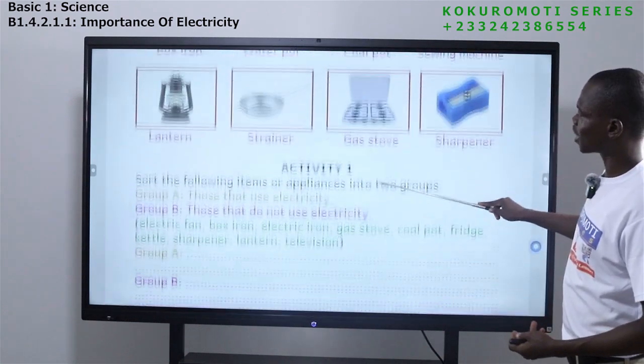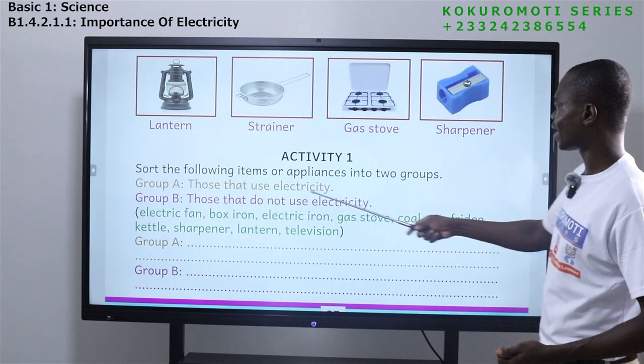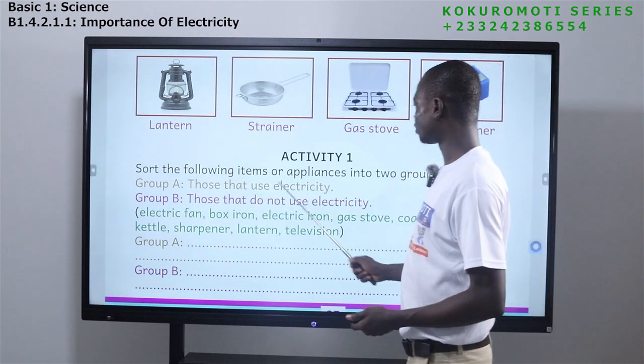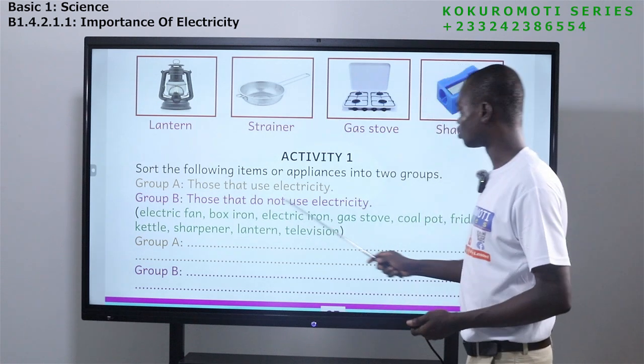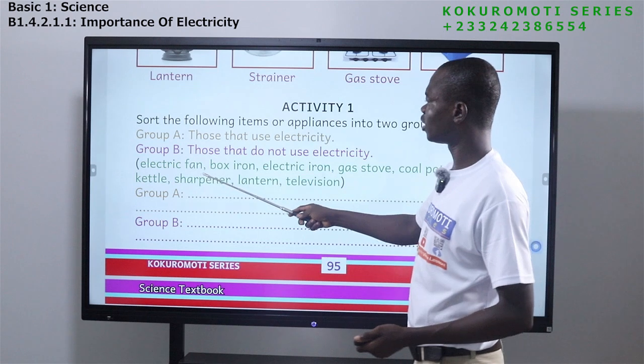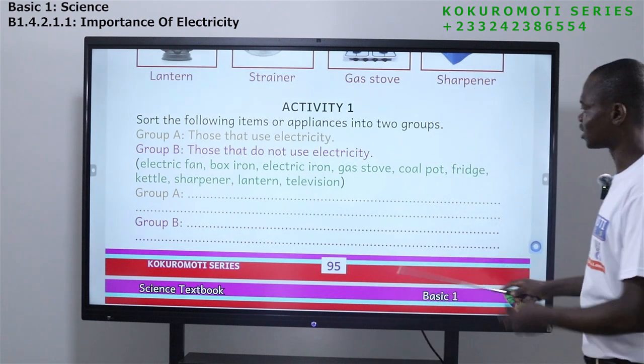Now, we have activity here. Sort the following items or appliances into two groups. Group A, those that use electricity. Group B, those that do not use electricity. So electric kettle, A or B? Box iron, A or B? So you can do this simple.